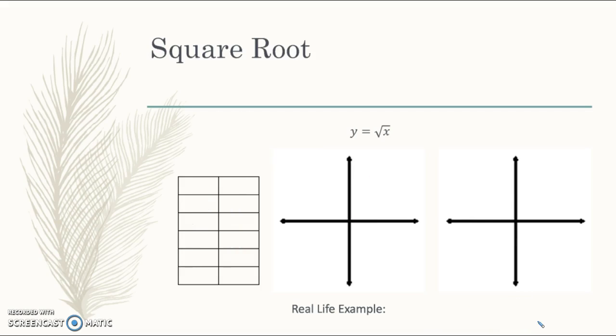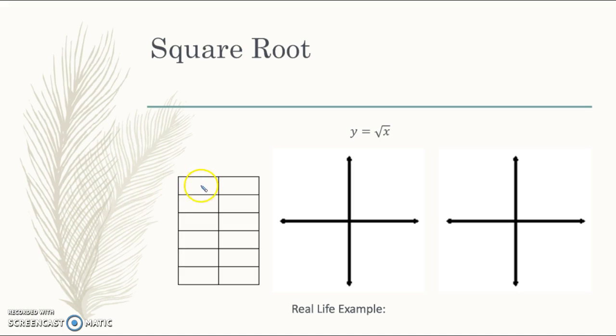Alright, we've also got the square root graph. Square root is y equals the square root of x. This is the opposite of our quadratic where we had y equals x squared. Because they're opposites, they're called inverses. This is the inverse of the quadratic.